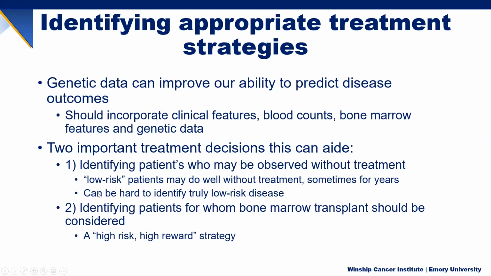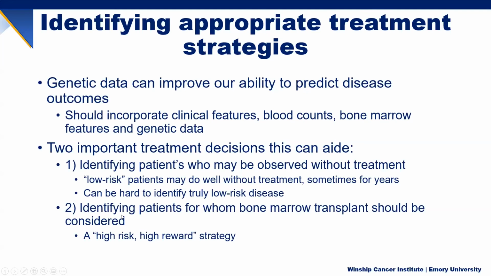Whereas some patients who classically may have looked low risk based on their blood counts, we're now learning from a genetic standpoint may not be so low risk and therefore much more likely to progress more quickly. And then second, on the other end, is who really are the higher risk patients that we really need to be thinking about bone marrow transplants for.